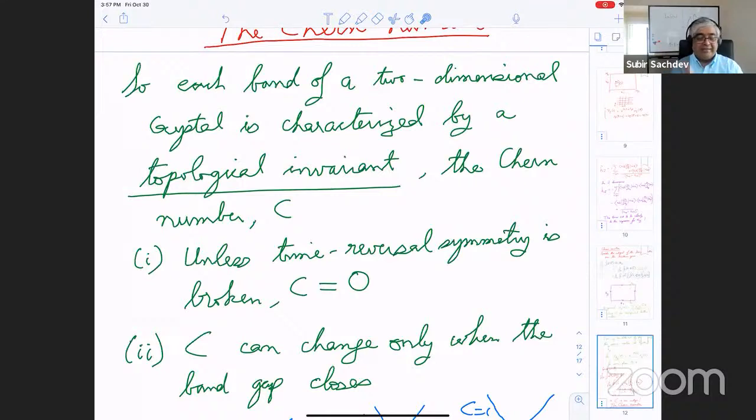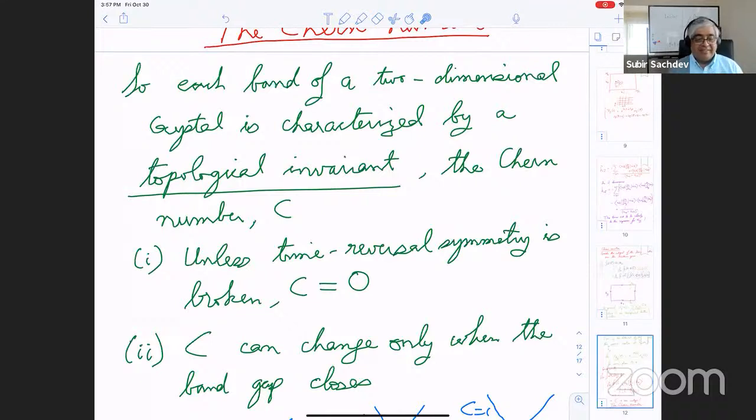The Berry curvature is not a topological invariant. The Berry curvature depends on every last detail of your Hamiltonian. But the integral of the Berry curvature, or the Chern number, is a topological invariant.